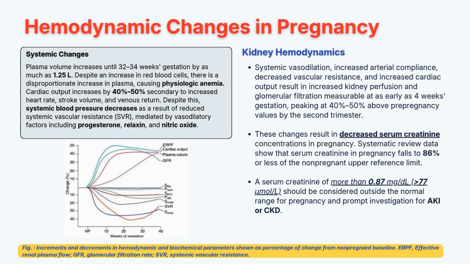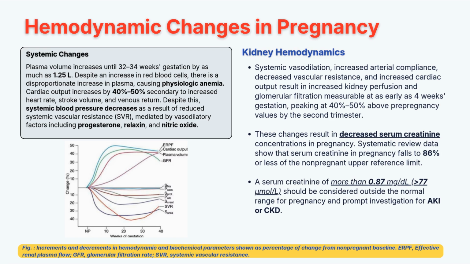Pregnancy is associated with major systemic and renal hemodynamic changes. Plasma volume increases progressively during pregnancy, reaching its peak around 32 to 34 weeks, with an increase of approximately 1 to 1.5 liters. Although red blood cell mass also increases, plasma volume rises disproportionately more, which leads to physiologic anemia of pregnancy. Cardiac output increases by about 40 to 50% due to higher heart rate, increased stroke volume, and greater venous return. At the same time, systemic vascular resistance decreases significantly because of vasodilatory mediators such as progesterone, relaxin, and nitric oxide.